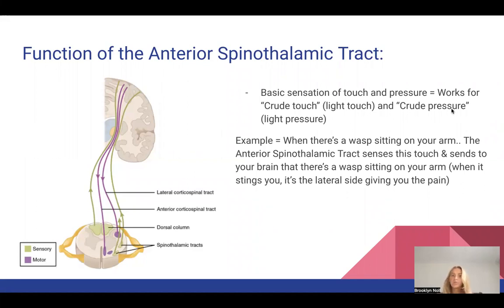And I really like the example given in class where he said, when there's a wasp or a fly or a bug sitting on your arm, the anterior spinothalamic tract is the one that senses this touch and pressure, and it sends it up to your brain that, hey, there's a wasp sitting on your arm, just from the touch and the pressure. And we said when it stings you, that is the lateral side giving you the pain, not the anterior spinothalamic tract.